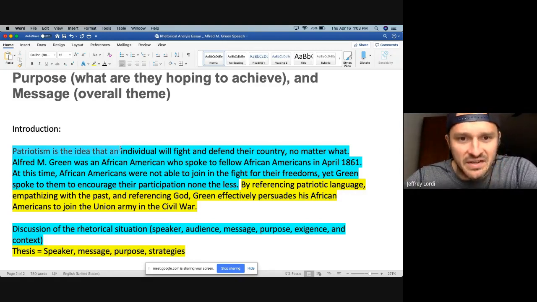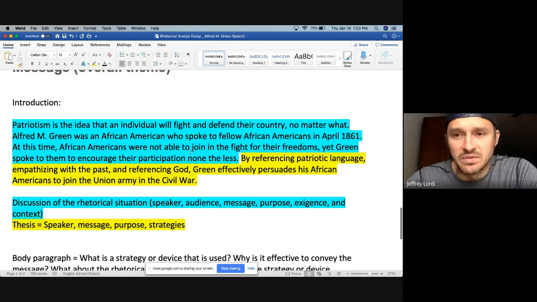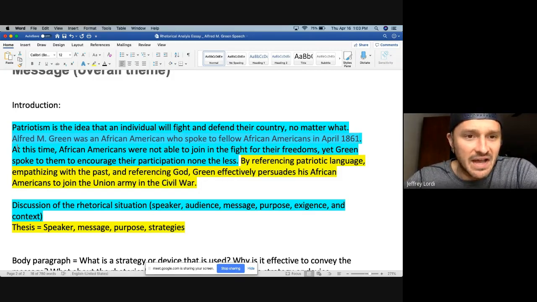So here's our intro. Patriotism is the idea that an individual will fight and defend their country no matter what. That's just my universal truth. It's a very blanketed general statement about what it means to be a patriot and what it means to stand for one's country. Now I'm getting into my rhetorical situation for the speech. Alfred M. Green was an African-American who spoke to fellow African-Americans in April 1861. At this time, African-Americans were not able to join the fight for their freedoms, yet Green spoke to them to encourage their participation nonetheless.